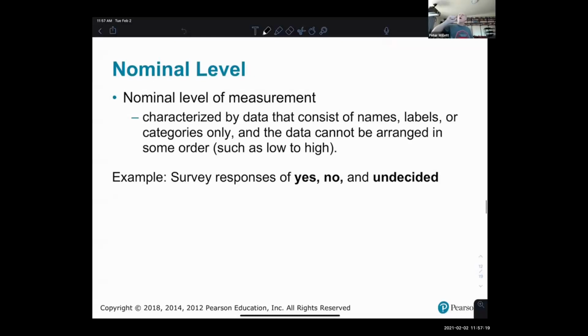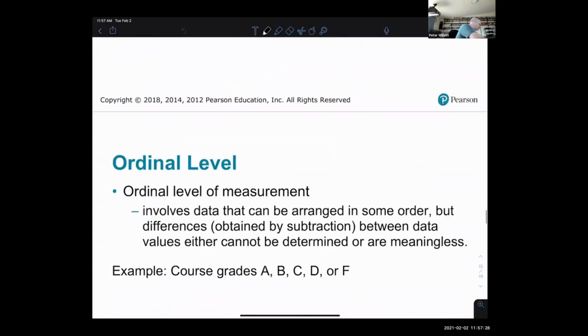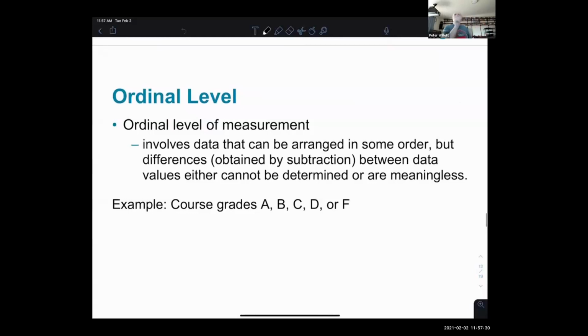Now, these levels are arranged this way because they help us begin to think about how to organize the data and how we could do analysis. So ordinal level, and the key root of the word there is order. We just had nominal, where you can't order it, and next up is ordinal, so maybe they add ordering. It involves data that can be arranged in some order, but differences obtained by subtraction between data values either cannot be determined or are meaningless.